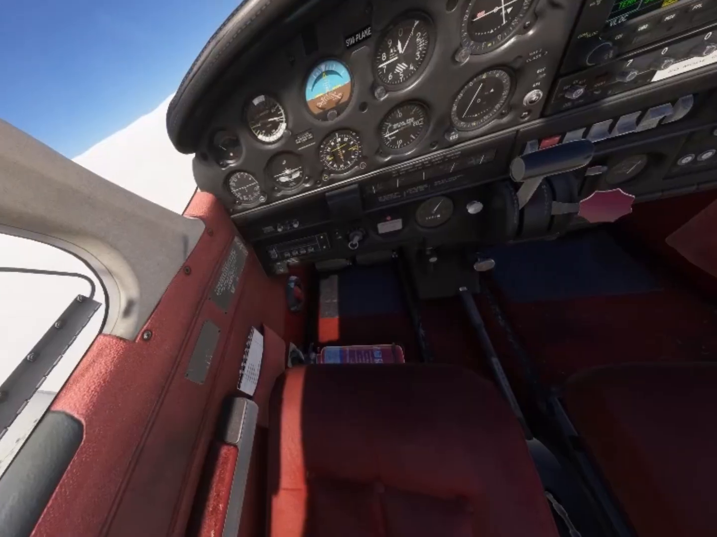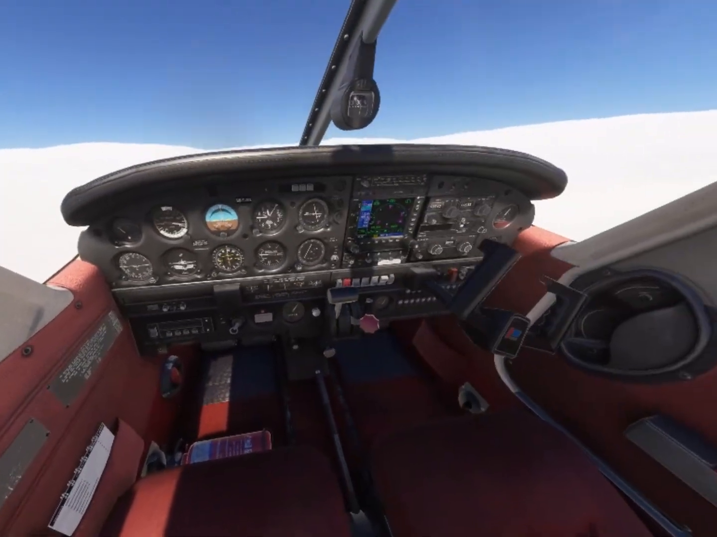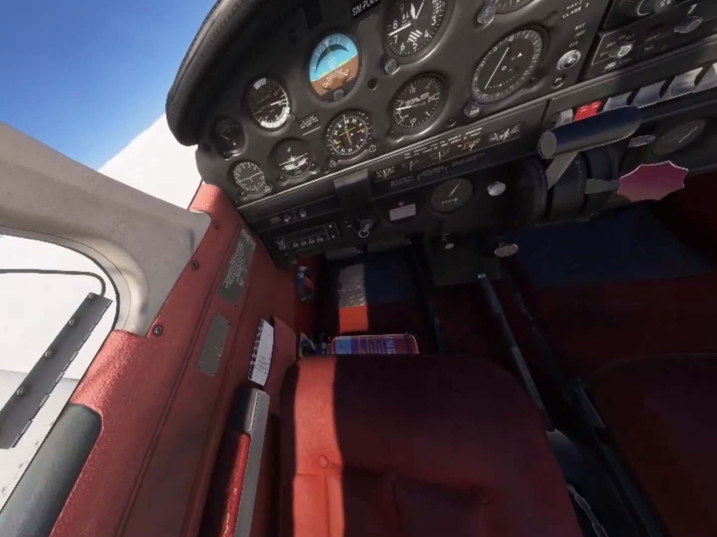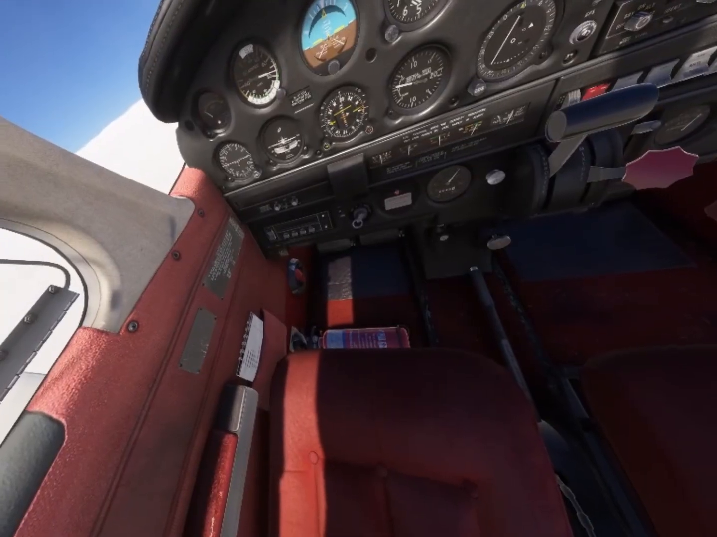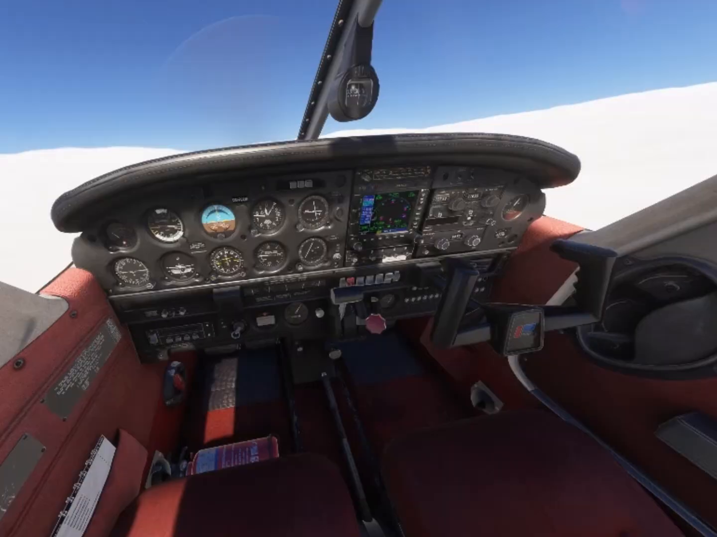Final approach fix, Jubeb, DME 7.6, altitude 8,800. Visual descent point, DME 1.9. Decision altitude for ILS runway 3, 6,843.